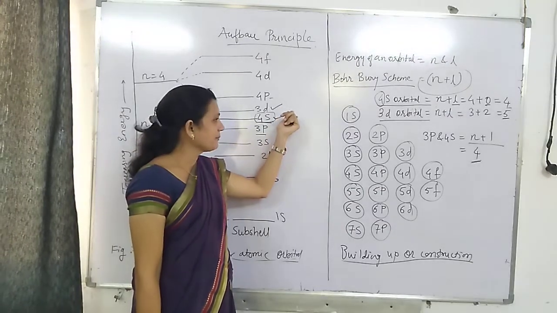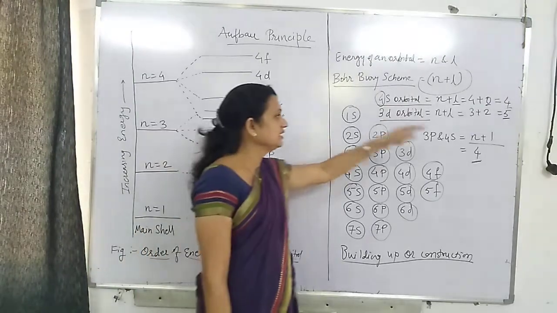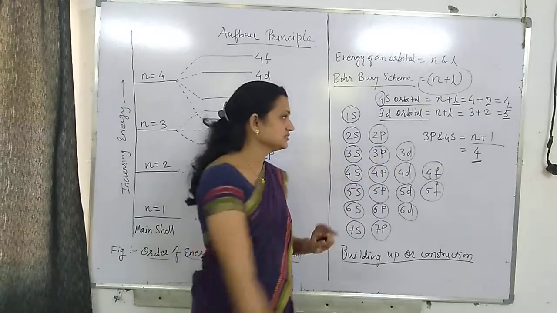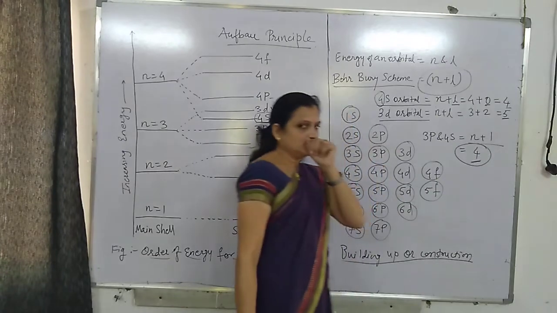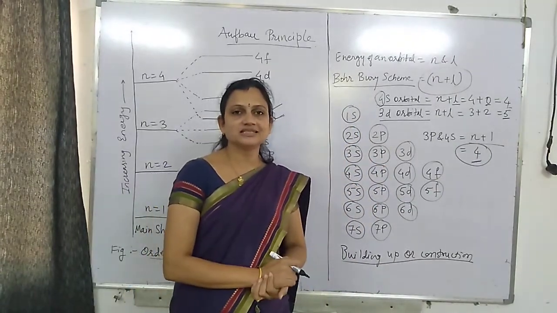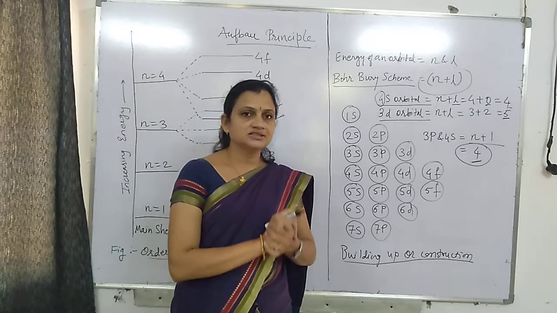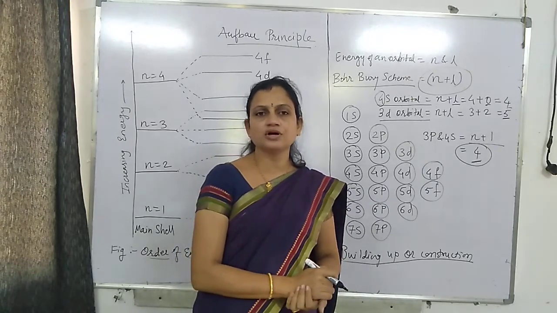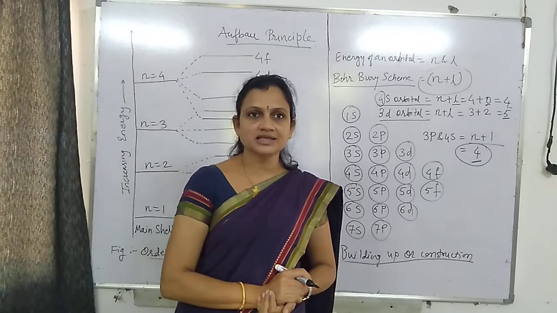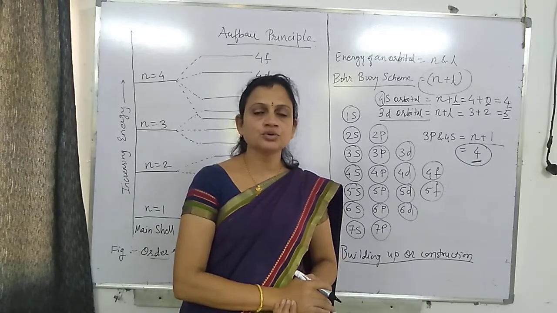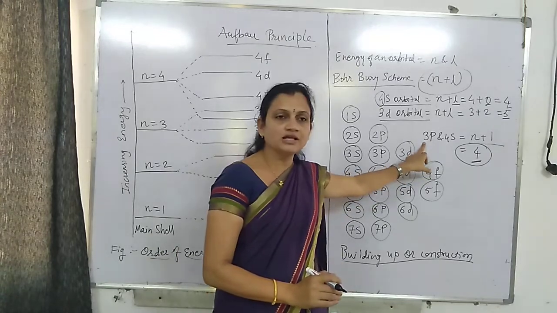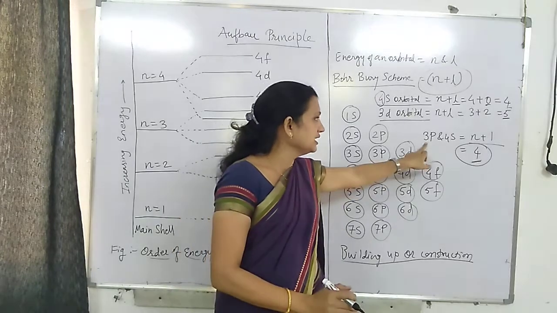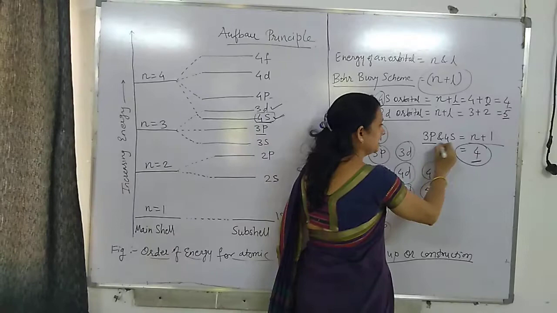So why does it happen? At that time when the n plus L value is the same in both cases, in that case we have to consider the lower value of n. When we have two orbitals with the same n plus L value, at that time what we have to do is consider the lower value of n. At that time we have to consider the lower value of n, so the lower value of n means here 3p and 4s.